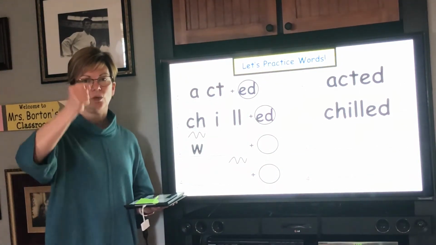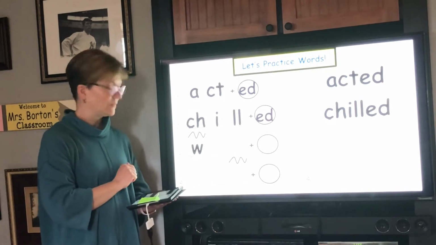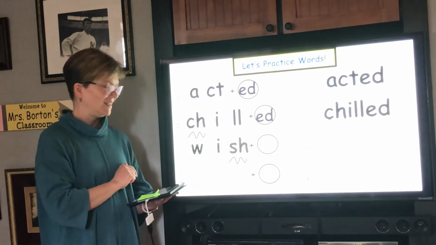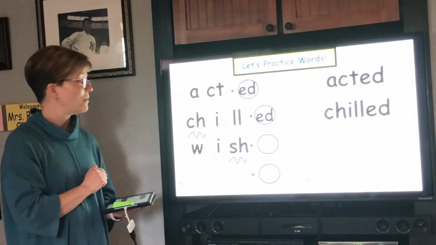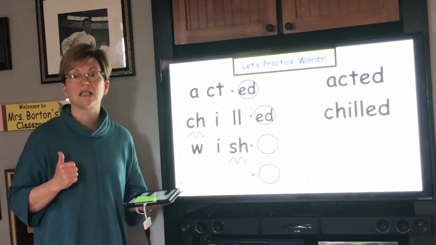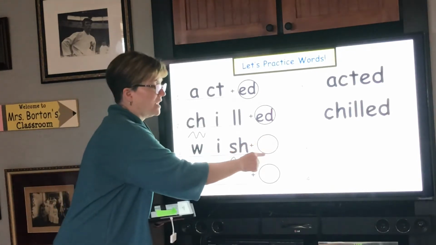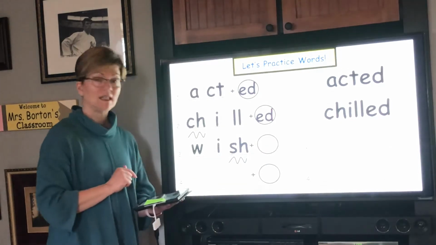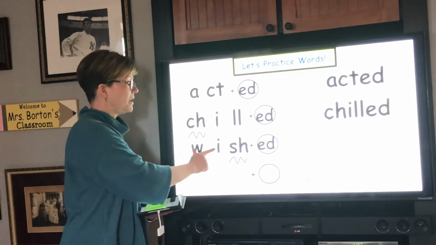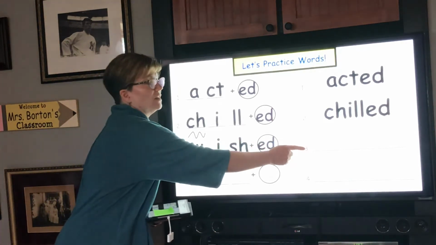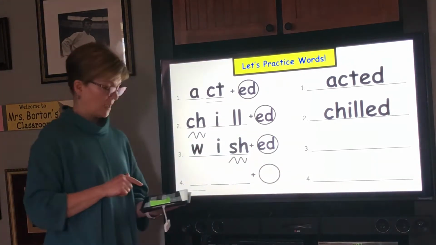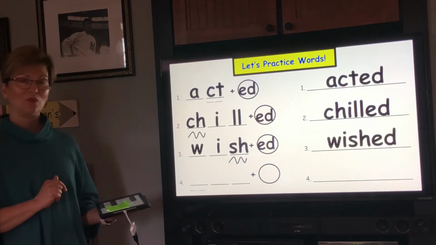W-I-S-H. Wish. How'd you do on the rest? Did you get an I? How about that digraph? If you got an S-H, you did a great job on that. But this word didn't happen today. It happened yesterday. It was wished. And I can't put a T there because I gave you a clue that that T sound is actually the E-D. If you wrote wished, W-I-S-H-E-D, go over to the side of your paper and write it all together so it looks like that. Wished.